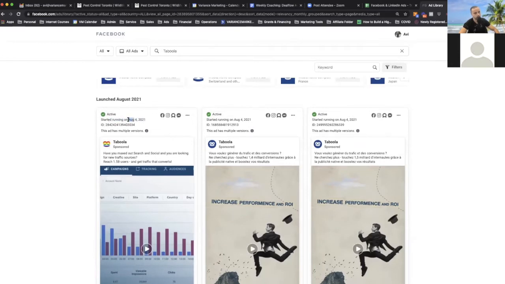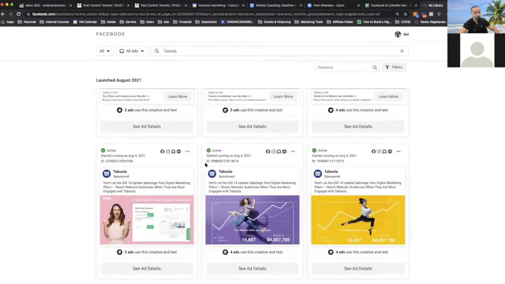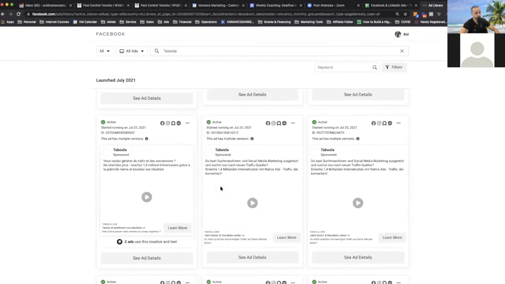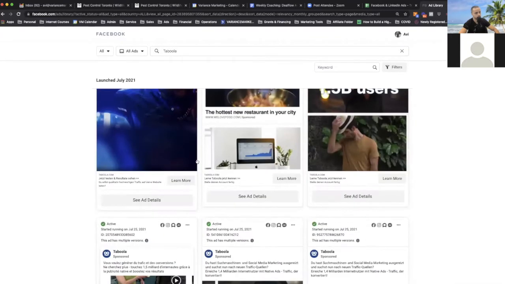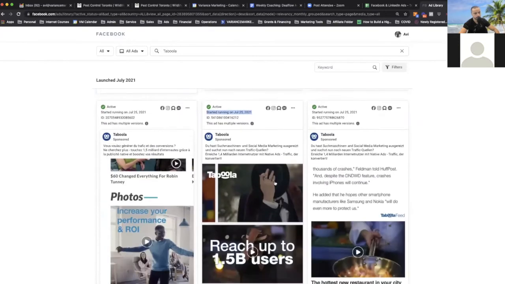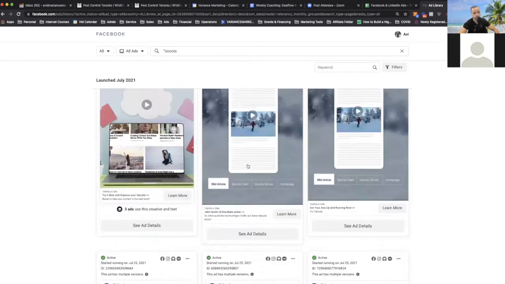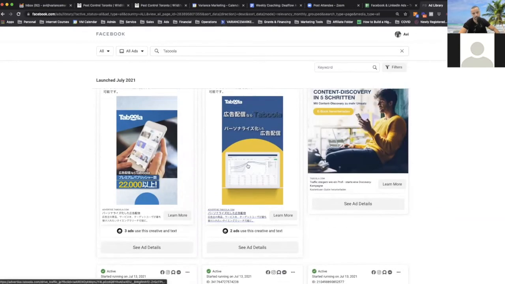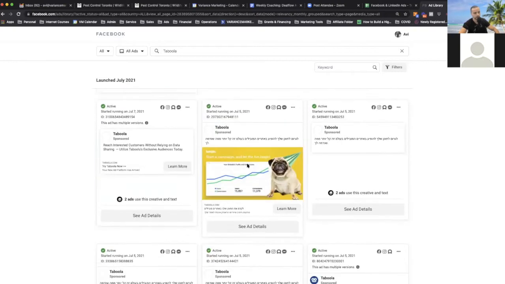You see that started running on August 4th. Okay, so these are new ads. These guys are actually testing these creatives, testing these new copies right now. But if you start scrolling down to the very bottom, these guys have lots of active ads. This is running since July 25th, so it's a little bit longer. I chose Taboola because I know they run tons of ads in every single language.